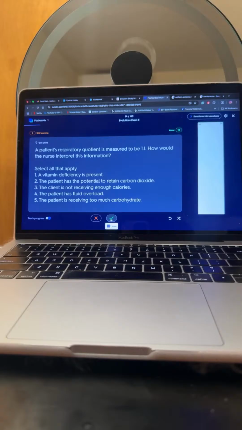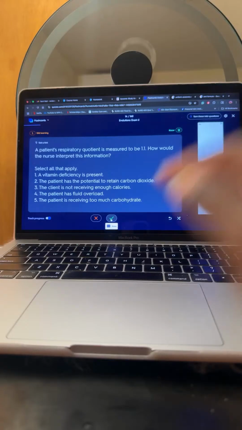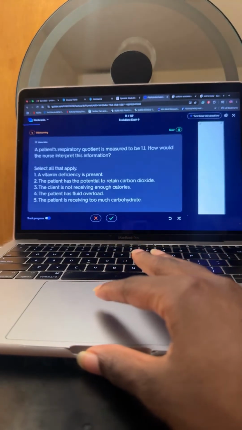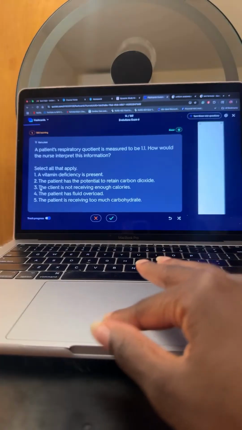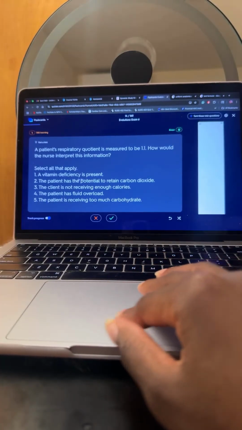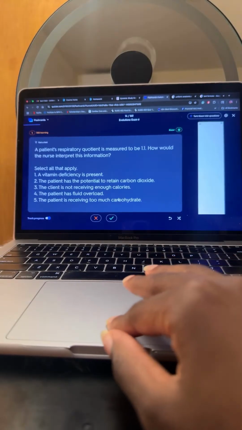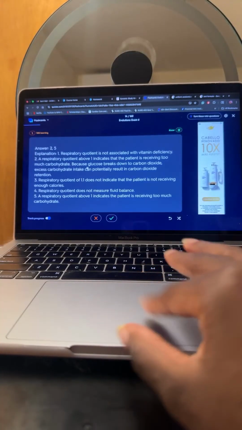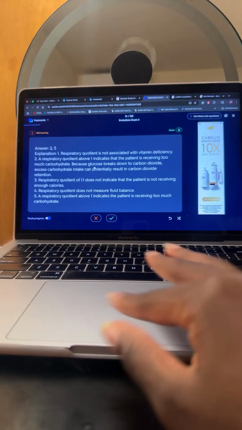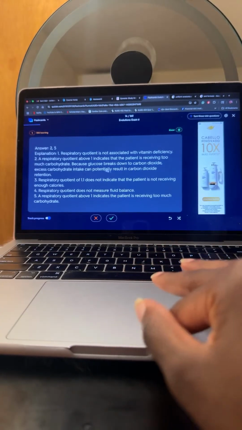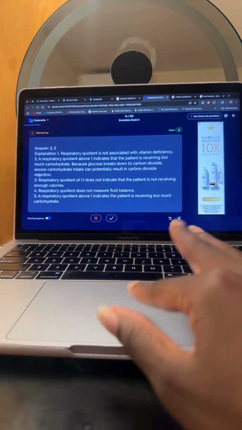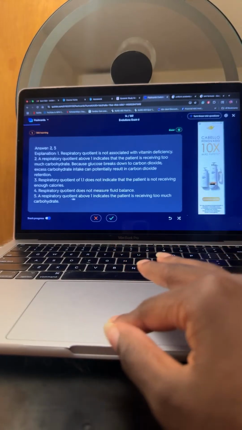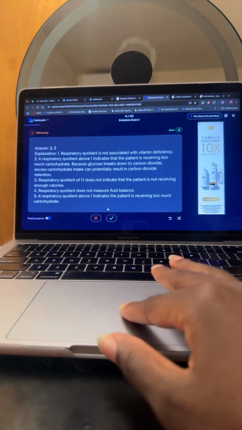1.1. It's 3 and 5. Oh, is it 3? Which one did I say? Oh, no, 2 and 5. Yeah, I meant 2. I said 3 by accident. Definitely retaining too much carbon dioxide, which is very much tied to the amount of carbs that they're having. Let's read the rationale. The patient is receiving too many carbs because glucose breaks down to carbon dioxide. Excessive carb intake can potentially result in carbon dioxide retention. Exactly. Respiratory quotient above 1 indicates the patient is receiving too many carbohydrates.